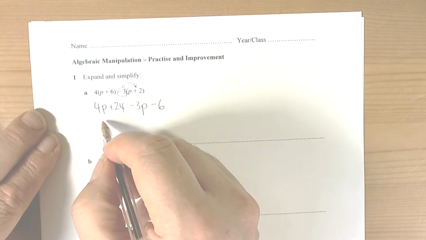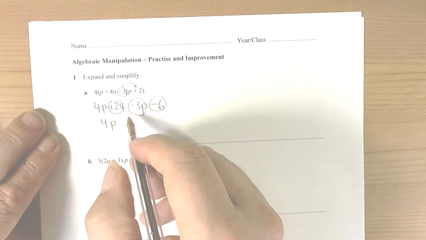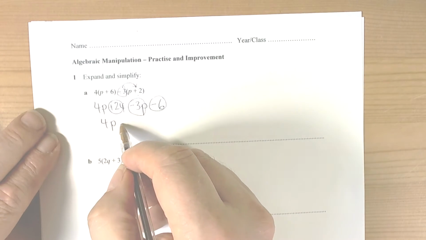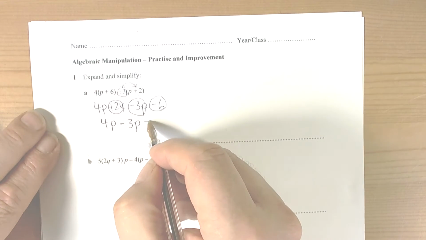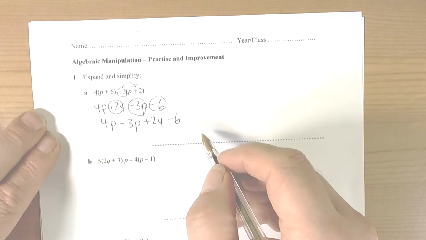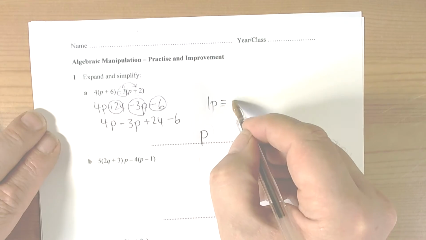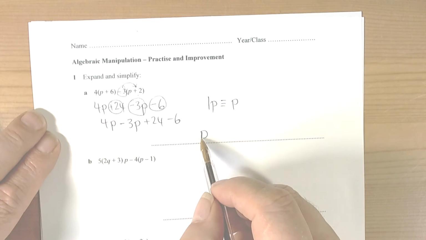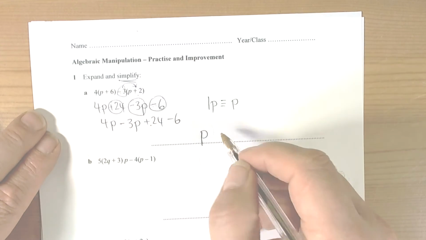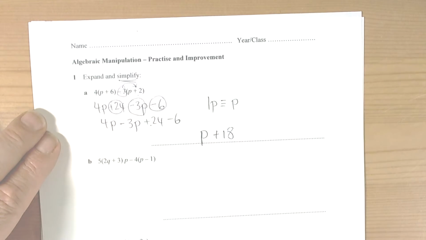Then we think about bringing our like terms together, so we can reorder this, keeping our signs with our numbers and letters to the right. So here we've got 4p's take away 3p's plus 24 take away 6. If we finish simplifying that, 4p's take away 3p's is a single p. We don't write the 1 because 1p is equivalent to just p, and we're trying to simplify as far as we can, so just write p. And then 24 take away 6 is 18, positive 18, so plus 18.